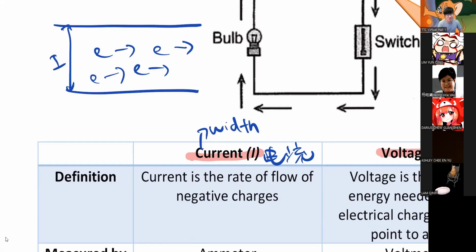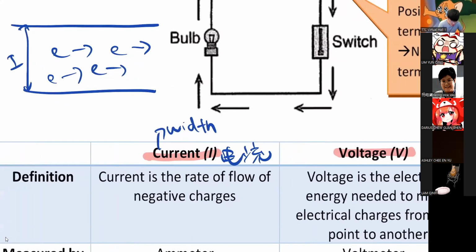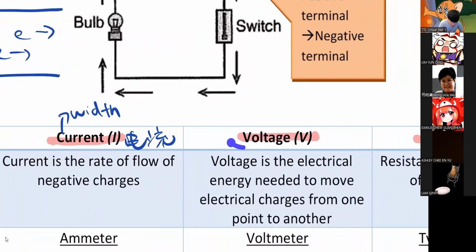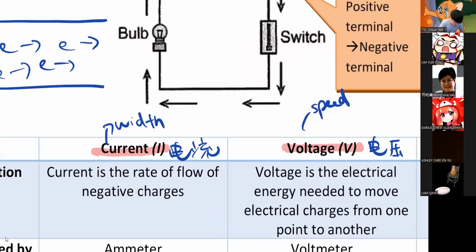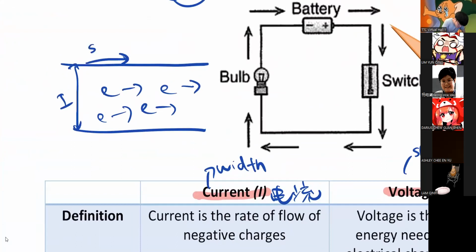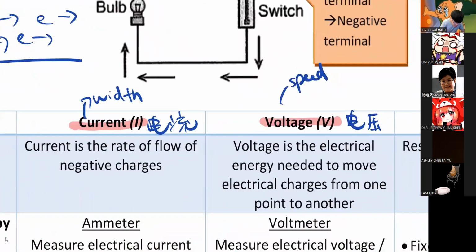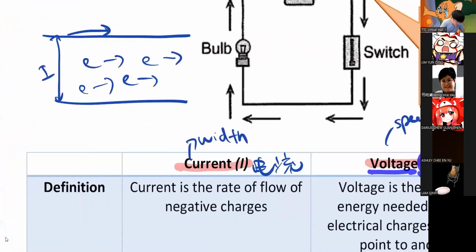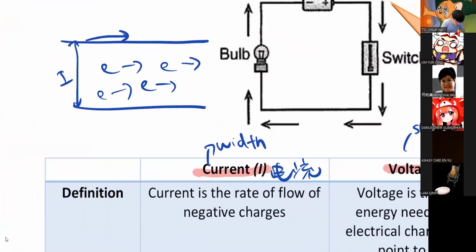Okay, I learned electricity in engineering, so I know this very well. So what is voltage? Voltage 就是电压。This is the speed of the river. And this one very easy. Voltage, we just use V.